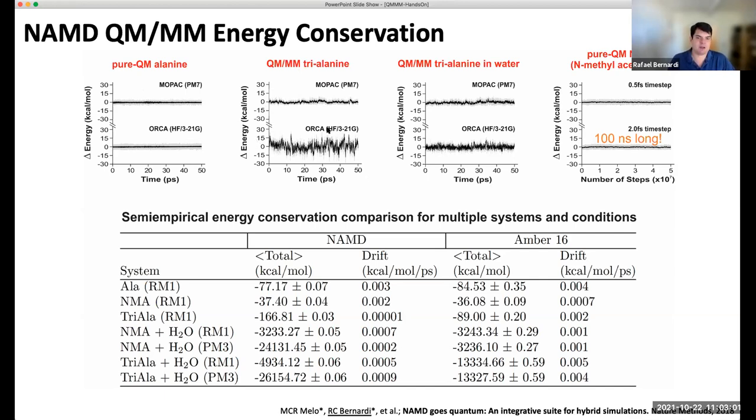This is for ORCA, HF, Hartree-Fock, with a small basis set. Again, same thing for QM, for 3-alanine in water. You're going to see that it's quite stable in both cases. And this is for 50 picoseconds.